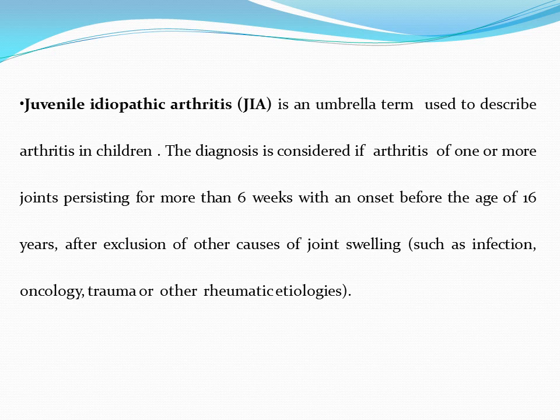Juvenile idiopathic arthritis is an umbrella term used to describe arthritis in children. The diagnosis is considered if there is arthritis of one or more joints persisting for more than 6 weeks with an onset before the age of 16 years, after exclusion of other causes of joint swelling such as infection, oncology, trauma, or other rheumatic disease.